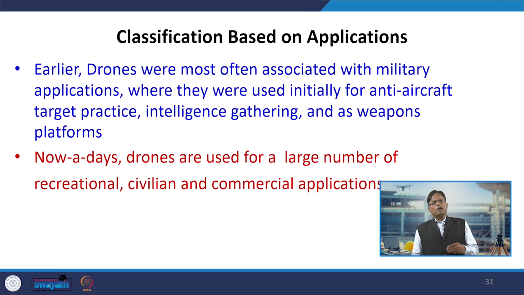Classification based on application. Earlier, drones were most often associated with military application, as they were devised for military application, where they were used initially for anti-aircraft target practice, intelligence gathering and as weapon platforms. But nowadays drones are used for a very large number of civilian applications, for recreational purposes and for commercial applications. So, depending upon the applications, they have been further categorized.